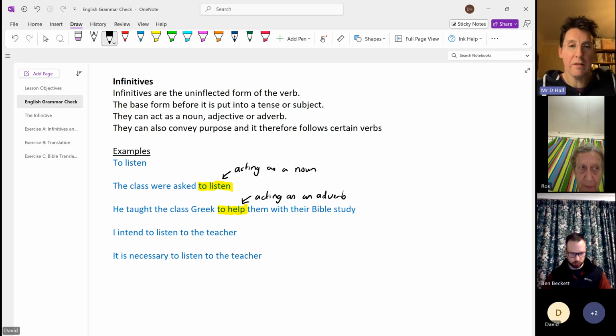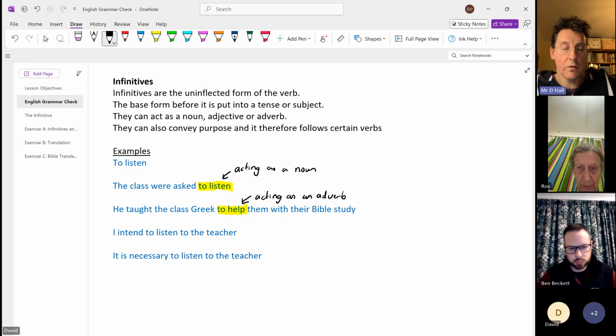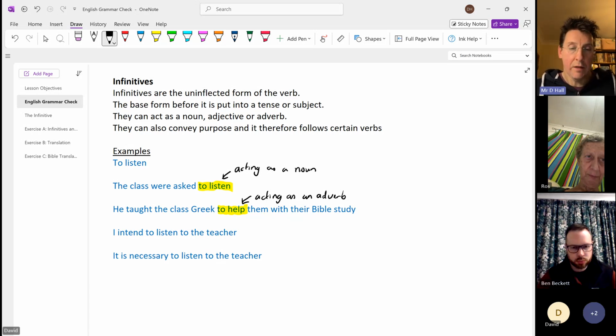Now, you don't necessarily need to understand the technicalities of this in order to be able to translate, because you'll see an infinitive and you'll translate it as it says, and it should fit then into the sentence that we understand. So just to appreciate that an infinitive has quite a wide range of where it can be used within a sentence. The other thing that it does is it conveys purpose.